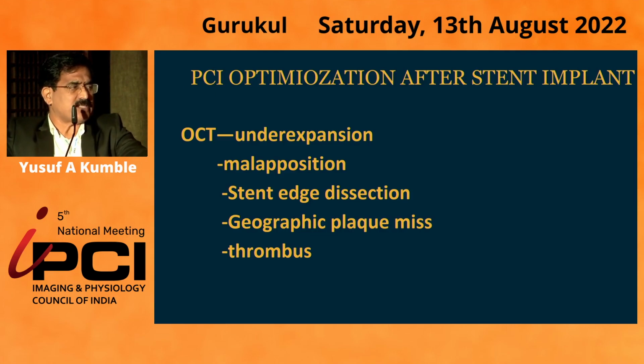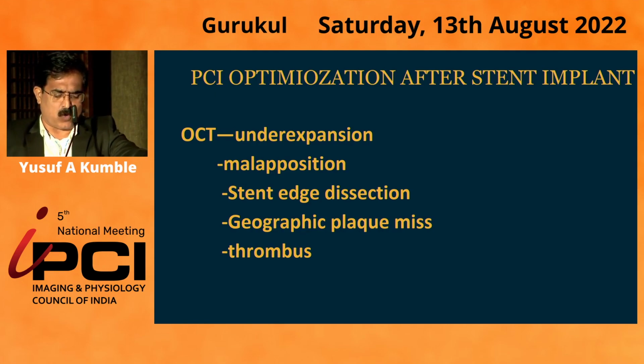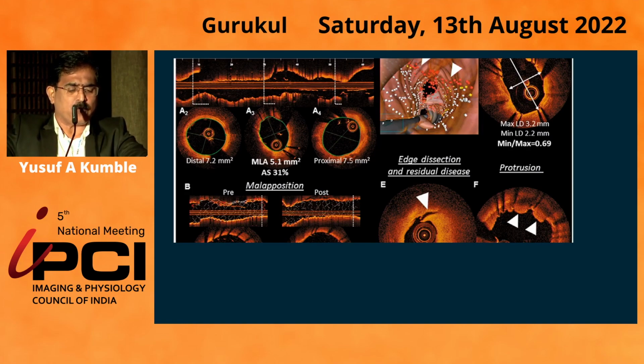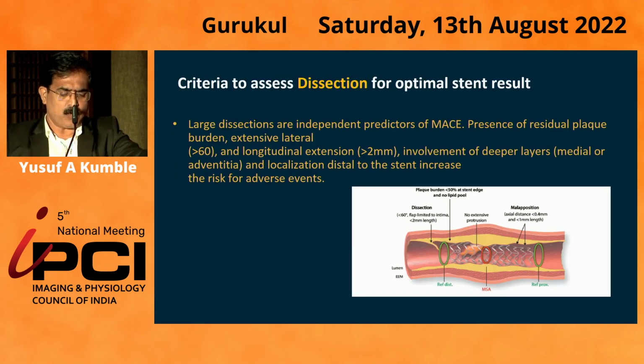Regarding the post-PCI strategy, there are important things: under-expansion, malapposition, stent edge dissection, geographic plaque miss, and thrombus. You can see the stent apposition here. This stent is underexpanded, with MLA about 31% underexpanded in this area. You can also see the stent malapposition, an asymmetric stent, the edge dissection, and protrusion. These are the important problems post-stent implantation.